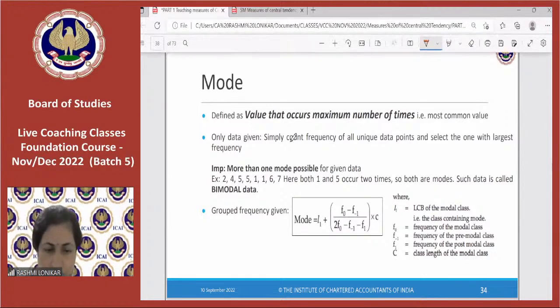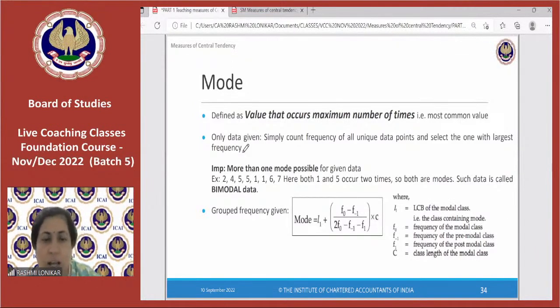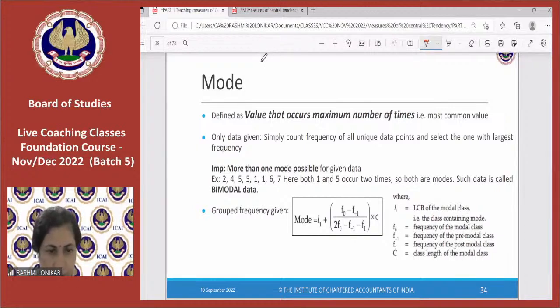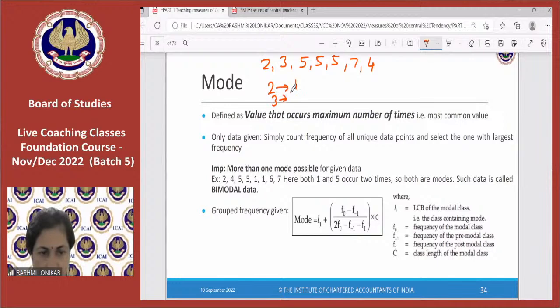Only data is given. Simply count the frequency of all unique data points and then we find out. When discrete variables are given, there is no problem. If I have 2, 3, 5, 5, 5, 7, 4, then 2 is occurring how many times? 1 time. 3 is occurring how many times? 1 time. 4? 1 time. 5 is occurring how many times? 3 times. And 7? 1 time. So which is the number appearing the maximum times? 5. So 5 will be the mode of the distribution.